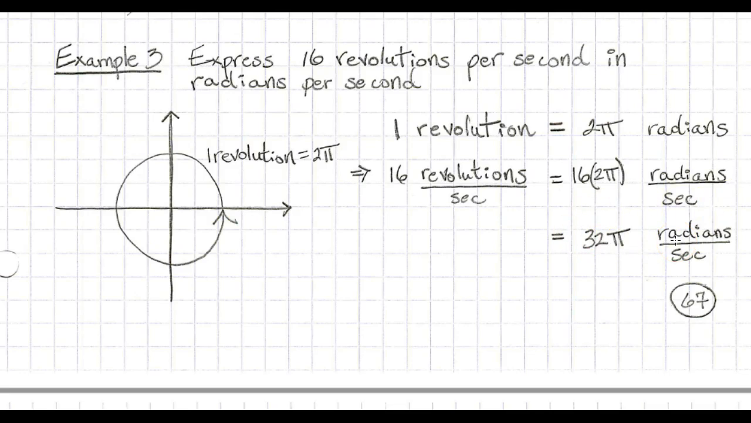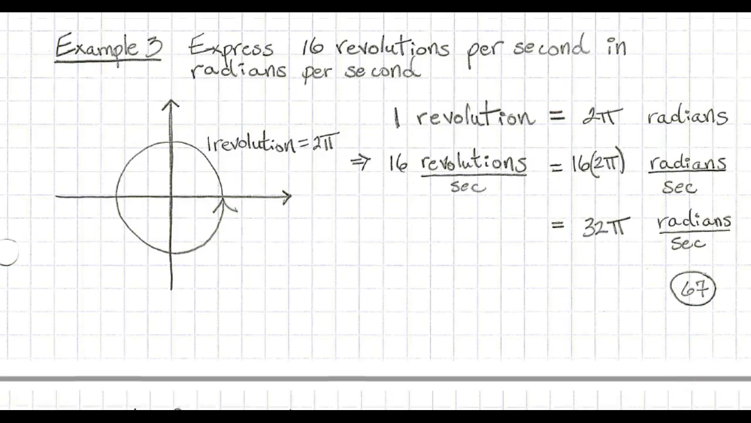16 revolutions per second, we spin around, we go all the way around once, that's a revolution, that's 2 pi radians. So every revolution is 2 pi. So every time you see the word revolution, multiply it by 2 pi to turn it into radians. 32 pi radians per second.